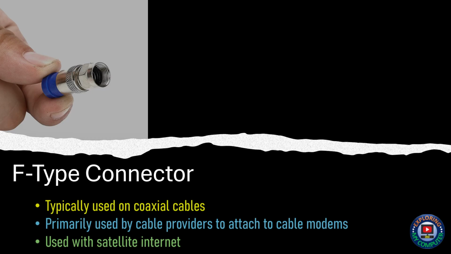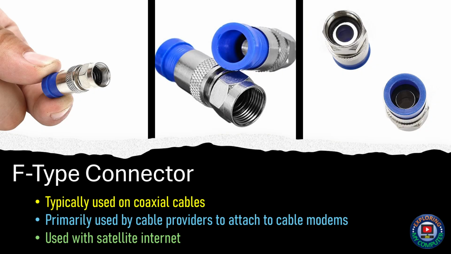F-type connector. It is a threaded connector typically used on coaxial cables. It is primarily used by cable providers to attach to cable modems. It is also used with satellite internet.